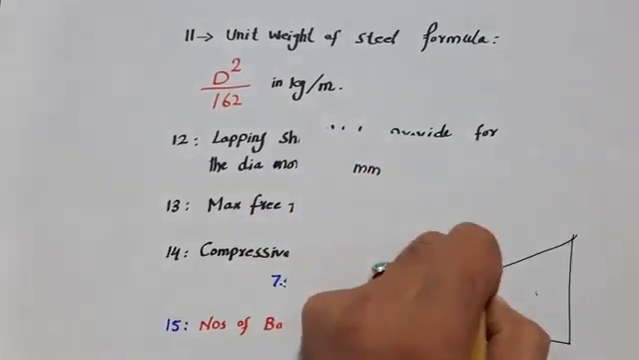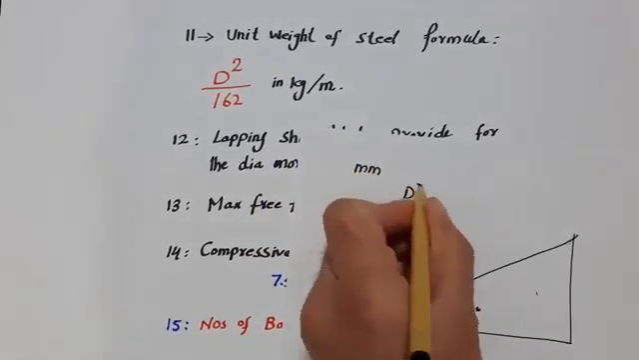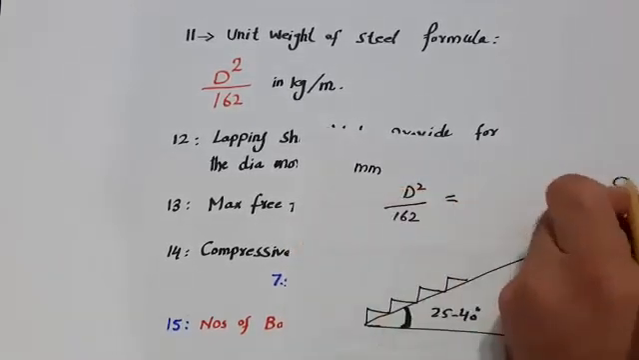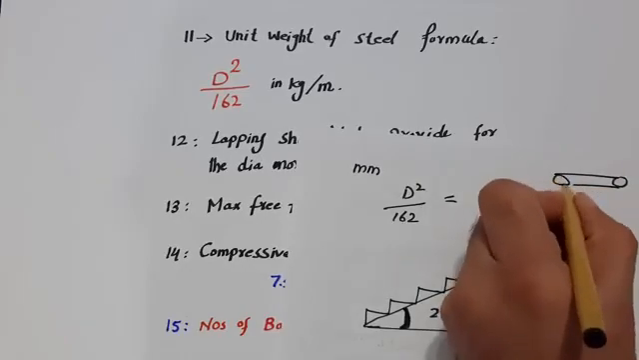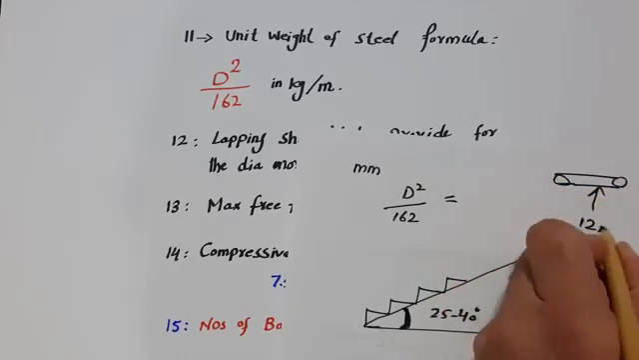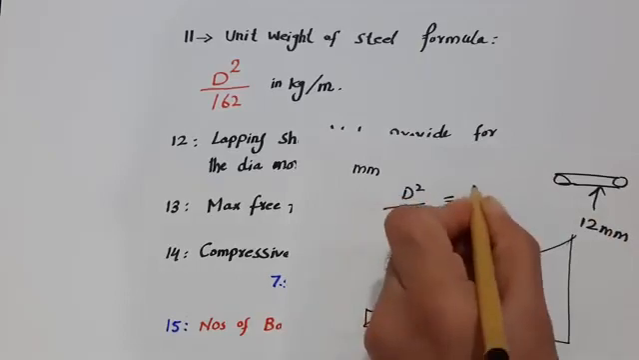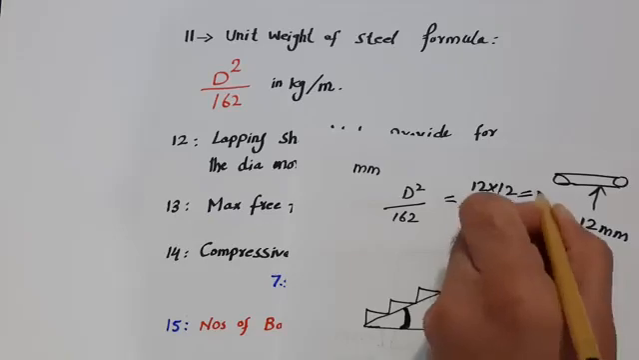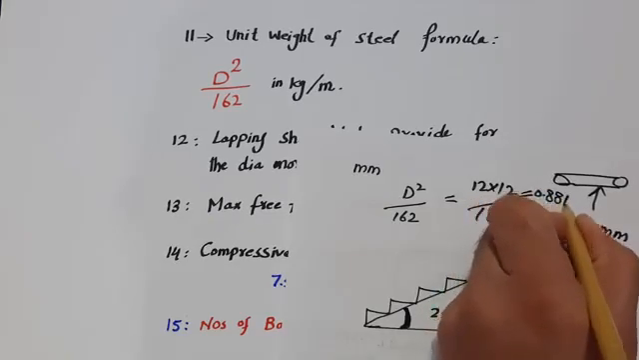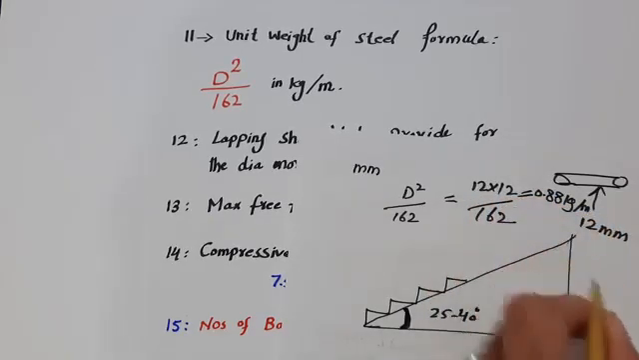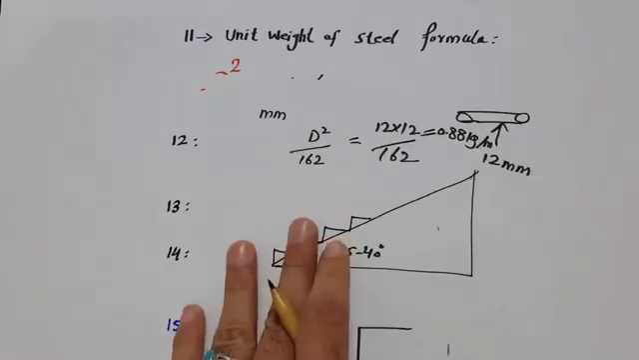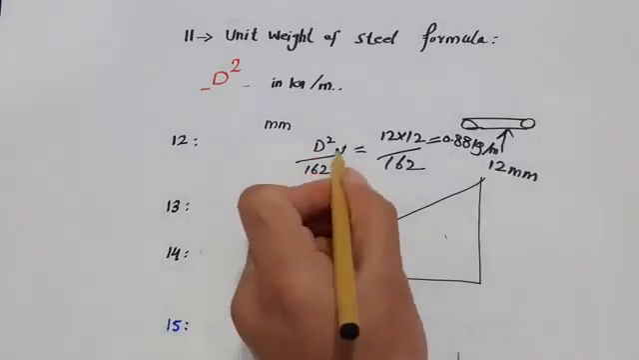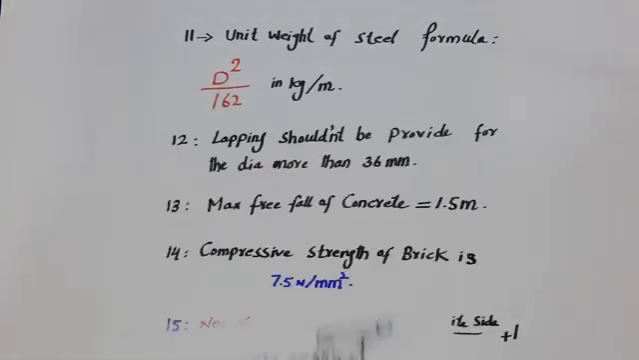For example, I am using the formula D square divided by 162. Say this is a steel rod, which dia is 12 millimeter. So the formula will be 12 multiply 12 divided by 162. So it will become 0.88 kg per meter. This is the weight of steel for 12 millimeter dia of steel rod. Then with the running length you can also multiply, right?